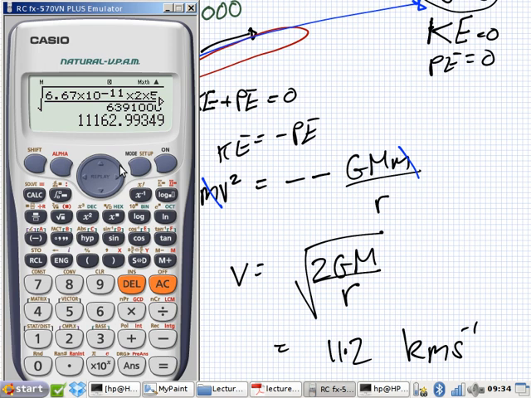11.2 still, if we round it off. So it wasn't really important that it was slightly above the surface. Even by 30 kilometers, it still needs to be going this fast to escape. That is fast. Now, I suppose, when we send spaceships up into space, most of the time we're just trying to have it in orbit. We're not trying to have it escape the solar system.